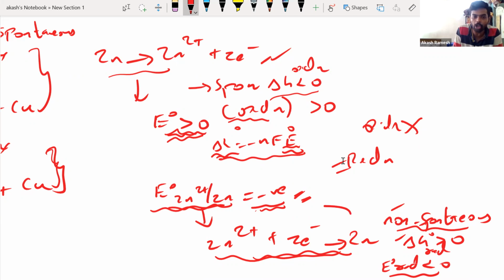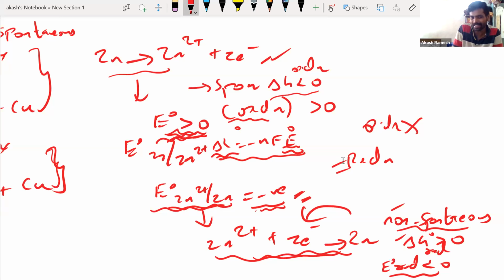And obviously, if you take the opposite process, that is zinc becoming Zn2+ plus 2 electrons, that reaction will have delta G less than 0. But the potential we take at that time would be the oxidation potential and not the reduction potential. So maybe we can write like this, E naught Zn bar Zn2+.